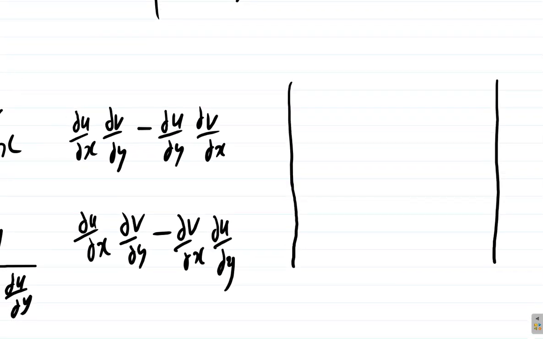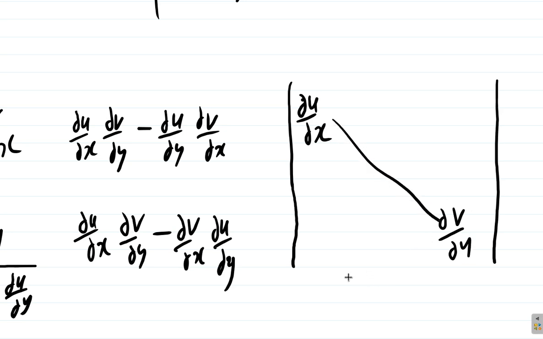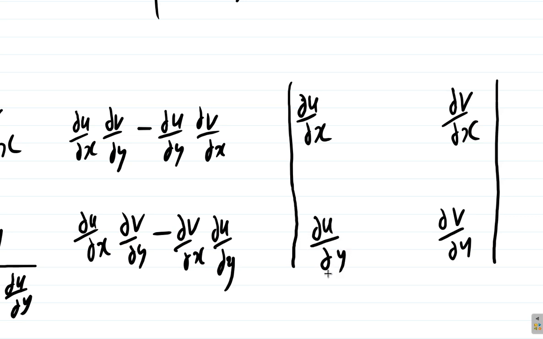Now, this you can write now as delta u by delta x times delta v by delta y. So you have the AD minus, and then this part now, the BC, this is delta v by delta x. Now, the x is lined up in the first column and then the y is in the second column. Delta v by delta x and delta u by delta y.